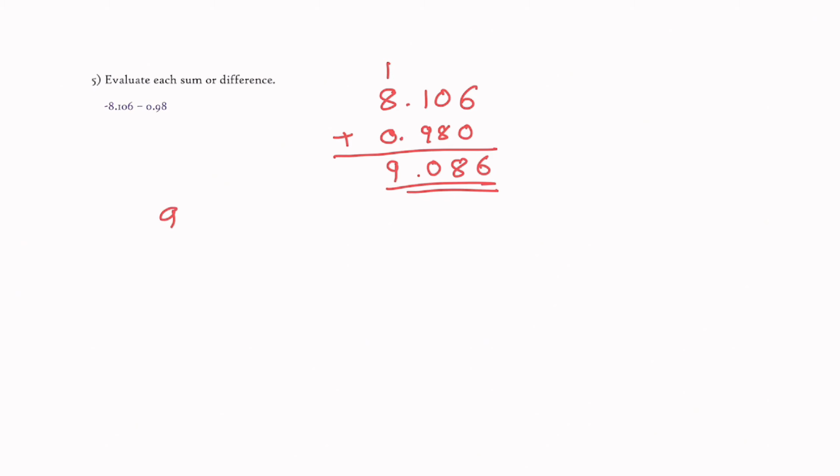4 questions down. Now here we have both numbers negative. So we are going to add them first. 0.980. 6 plus 0 is 6, 0 plus 8 is 8, 1 plus 9 is 10, so 1 here and 1 carry, and that is 9. 9.086 with a negative sign. Done. Sixth question, evaluate each product.